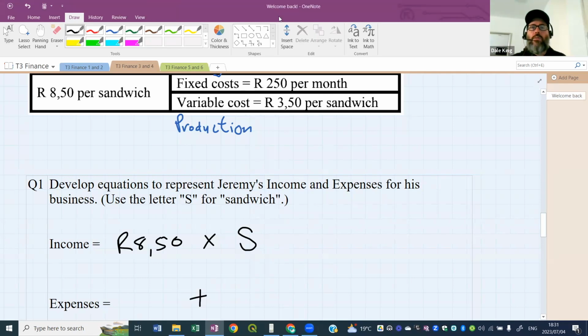And then I got Tiamo that's making a suggestion saying R8.50 plus 350 times S. Okay, now Tiamo is very, very close to an answer here. So Tiamo is saying R8.50 plus, and I'm going to put a bracket here because you know me, I like using brackets, R3.50 times S.